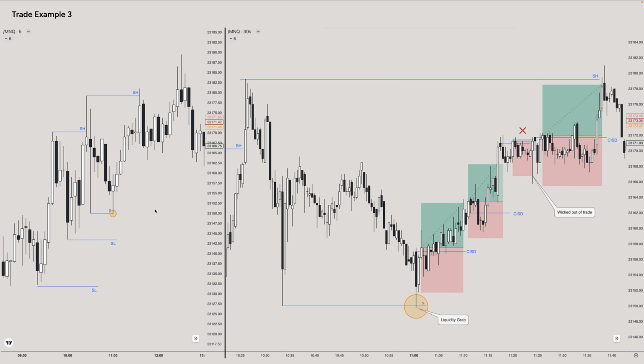Next example is a bullish example. So in this case, always start again on the 5-minute time frame. You mark out your swing low, swing high, swing low, swing high. So in this case, we are in a clear bullish uptrend.